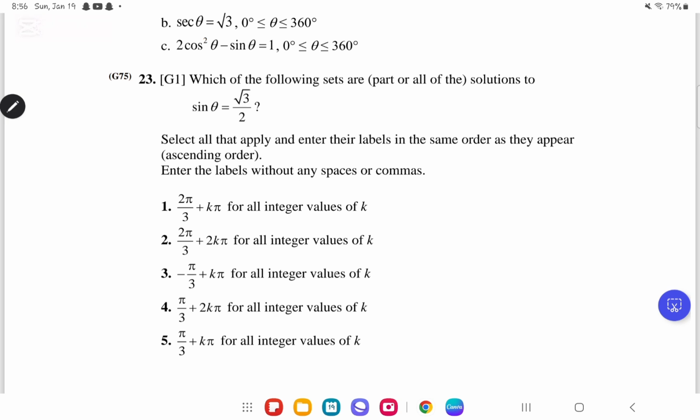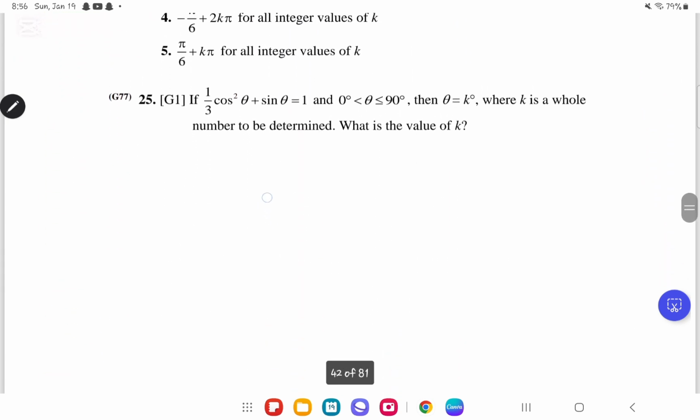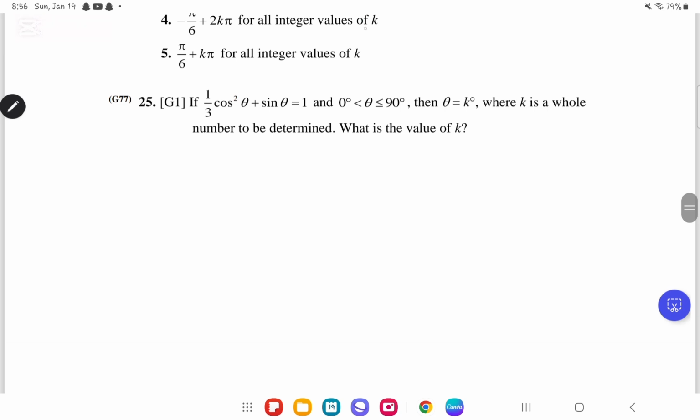So we move on to question number 25. Here we have 1 over 3 cosine squared theta plus sine theta is equal to 1. And they told us that it's between 0 degrees and 90 degrees. They need us to find the value of k, if theta is k.